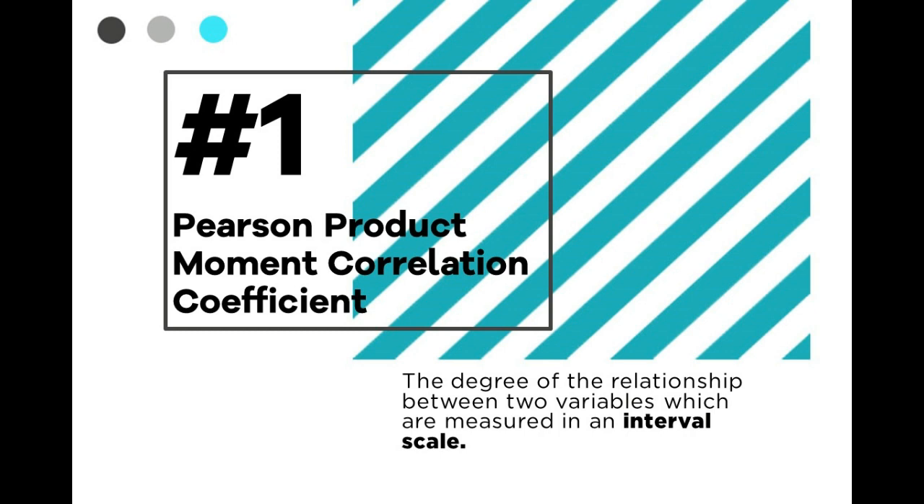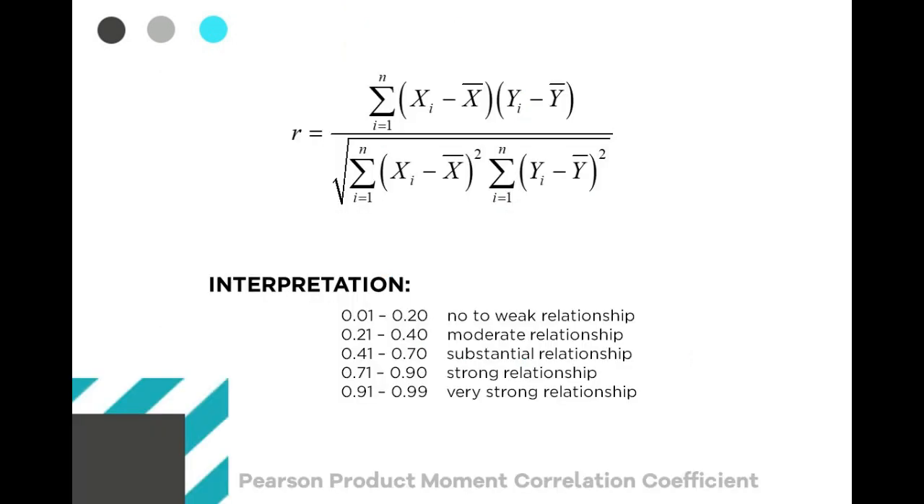So it is important to note that Pearson's correlation analysis can be used if our variables are measured in an interval scale. So, dapat interval yung ating mga data para ma-determine natin that we can use Pearson product moment correlation coefficient, or Pearson's r. Okay, so in Pearson's correlation, we can use this equation as presented on our screen.